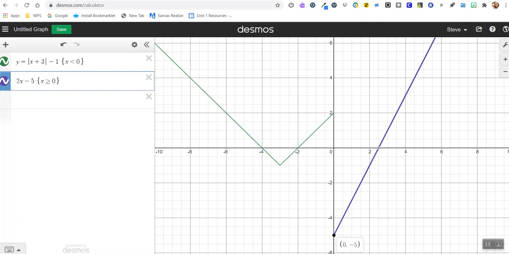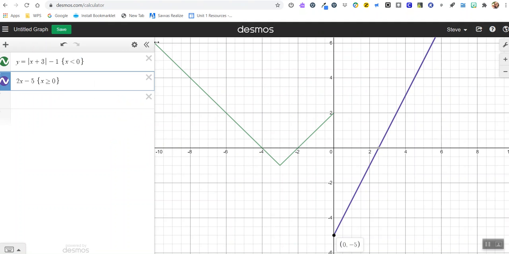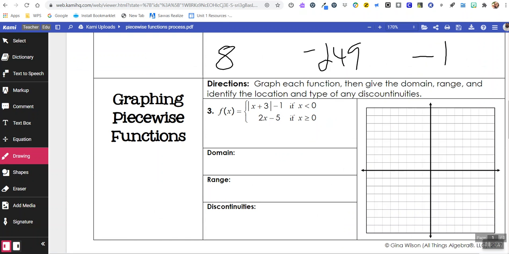If you're going to put that in here, you can just graph it a little bit, copying the graph like we have here. This is an important spot: -3, -1. I'm going to put a dot there, and I'm going to put an open dot at 0, 2. So if I do that, I'm going to go over here, to -3, -1.